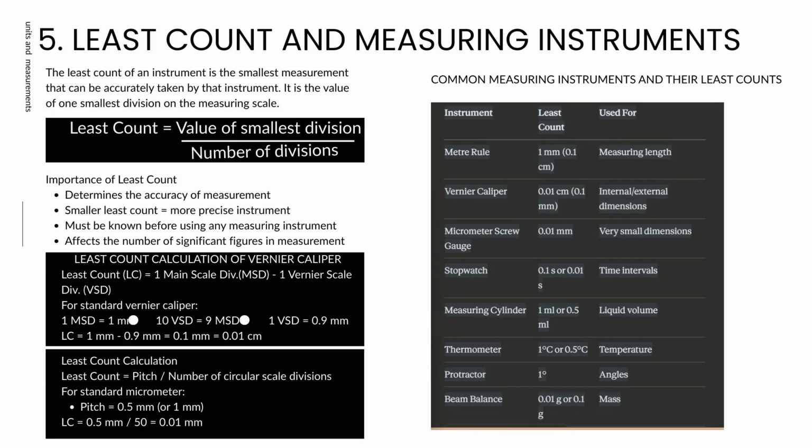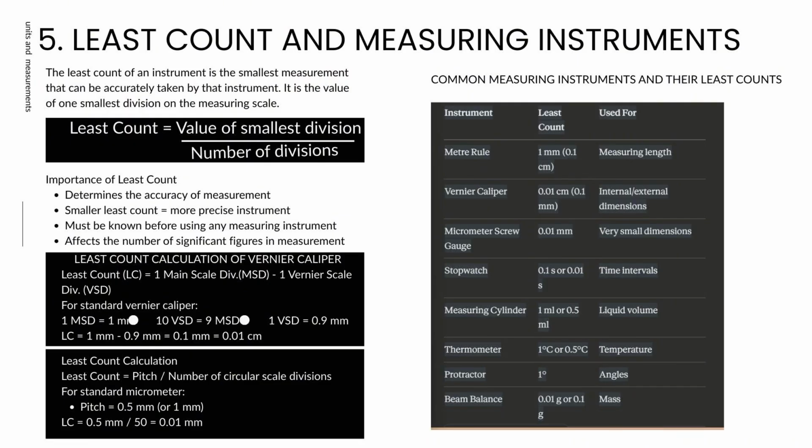For example, your protractor that you use in your exams, it is 1 to 90, 1 to 180. So it is measured 1 degree by 1 degree. The tiny lines inside are 1 degree each. So the least count of the protractor is 1 degree. Now, the formula for calculating the least count is the value of the smallest division over the number of divisions.